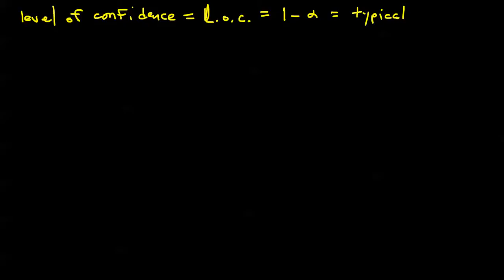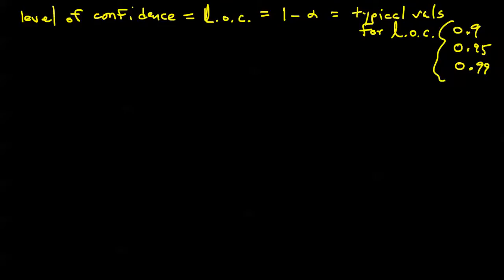Our level of confidence, I sometimes abbreviate it as LOC. The book does not. Just be aware of that. It's defined as 1 minus alpha. Now don't panic. 1 minus alpha, we'll talk about alpha later in the course. And typical values for your level of confidence are 0.9, 0.95, or 0.99, kind of a low, medium, high for levels of confidence.